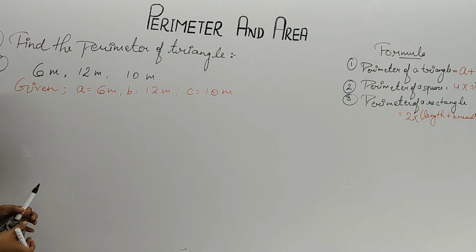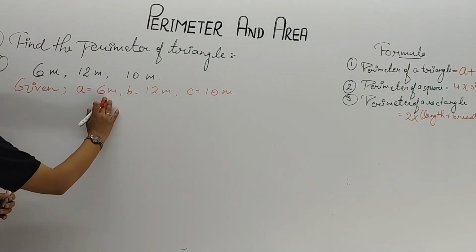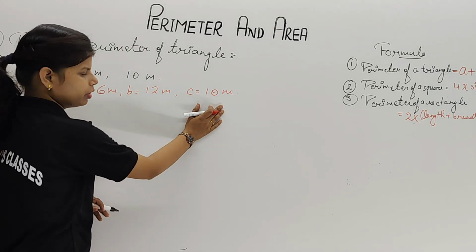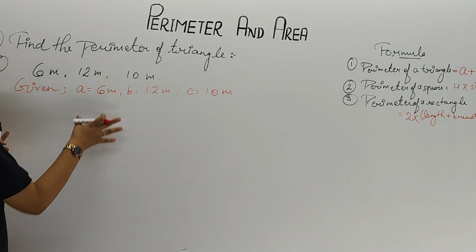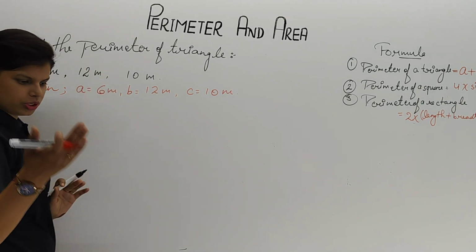Clear, no? A, B and C is given. A equal to 6 meter, B equal to 12 meter and C equal to 10 meter. Now, what do you know? This is a deep, brief explanation to solve the problem as per your class.